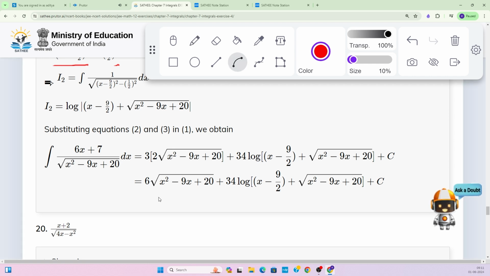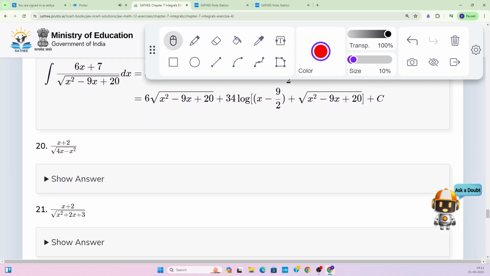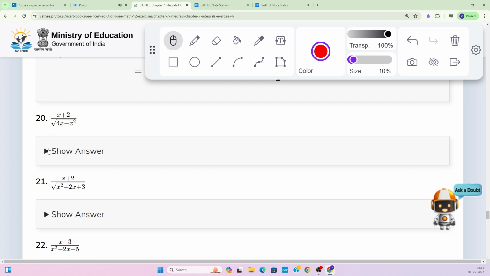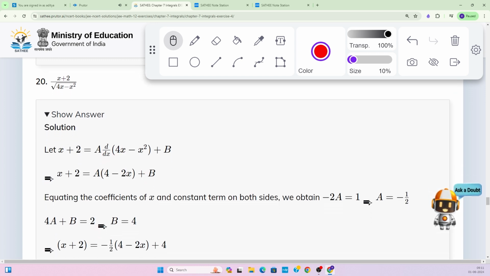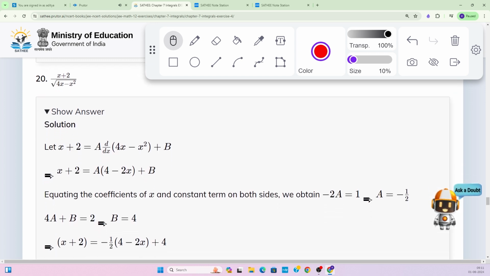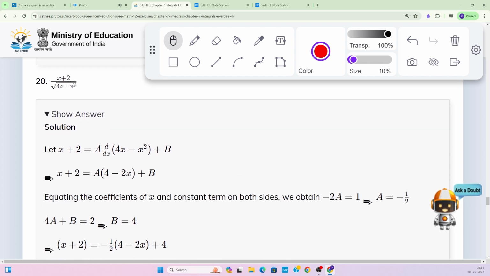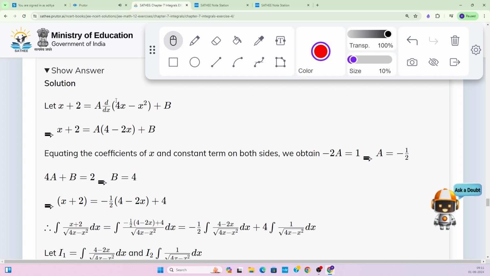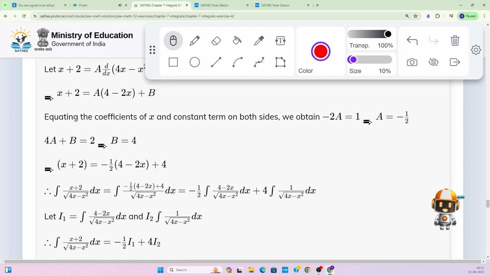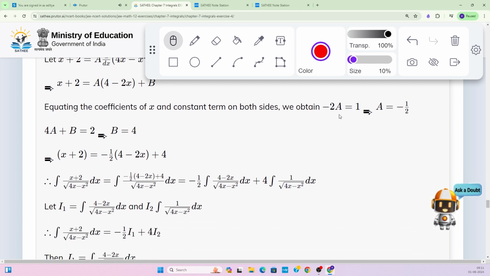I hope that you got this. Let us move to the next problem, problem number 20. Let's see quickly. So x plus 2 over root of 4x minus x square. Now taking the numerator equal to a times the derivative of the thing inside the root plus some constant, after comparing you will get a equals minus half and b equals 4.